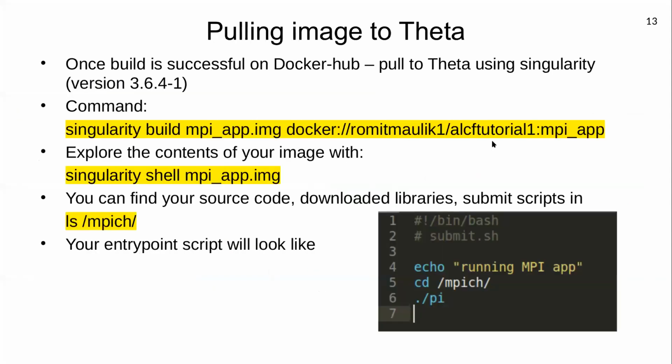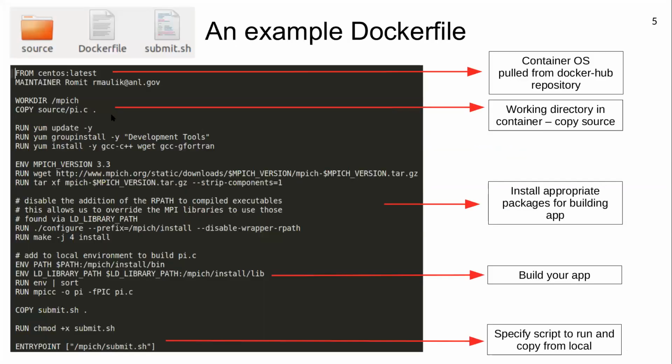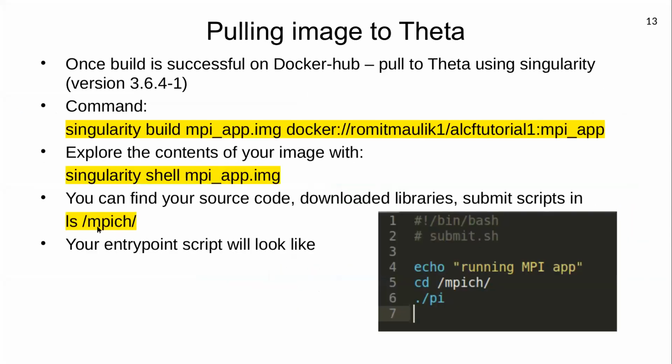Okay. So once you pull that, you can shell into your image and actually see what files are there. For example, you can open your working directory, which you remember in our Docker file was mpich, and within your working directory you will see that we downloaded the tarballs from mpich.org using wget. You'll also see your executable. You'll also see your shell script, which over here is very simply going to go into mpich, the working directory, and then execute py.